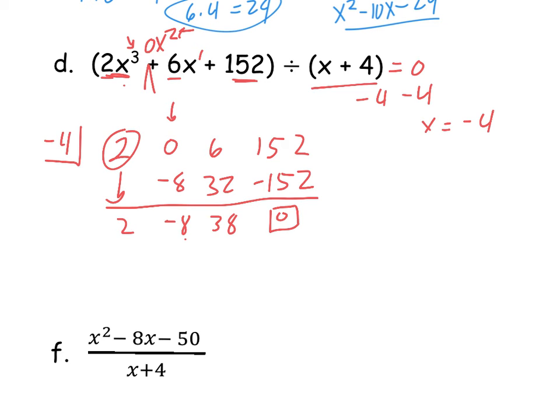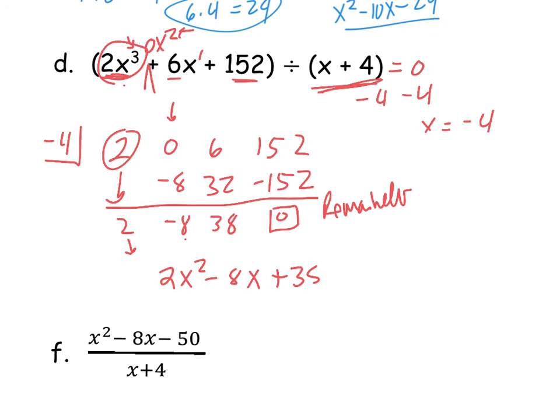So that's my remainder. And we didn't have to divide over here by anything, so this is going to be my answer. I'm going to start this way. We start out with an x cubed term, so this first one is going to be 2, 1 degree less than x cubed, which is x squared. Minus 8x plus 38, and that is my answer.